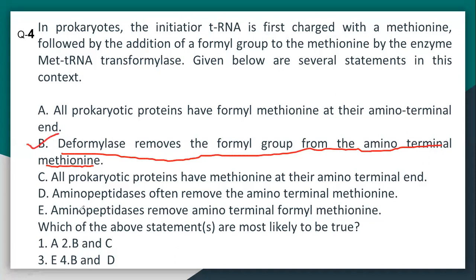These are correct. Another option is that aminopeptidase often removes the amino terminal methionine. So B and D are correct, and the answer will be B and D. Option C says all prokaryotic proteins have methionine at their amino terminal end, but aminopeptidase removes the amino terminal formyl methionine. So B and D is the correct answer. So next question.